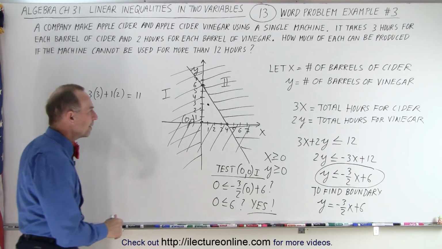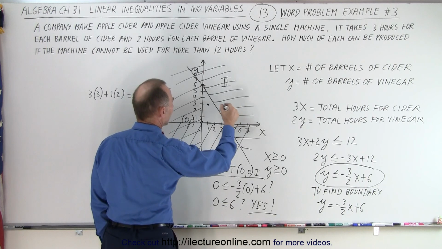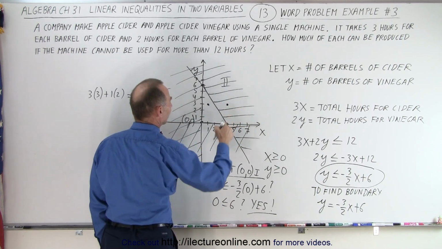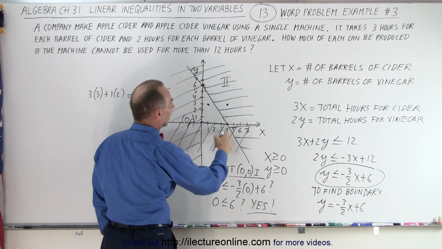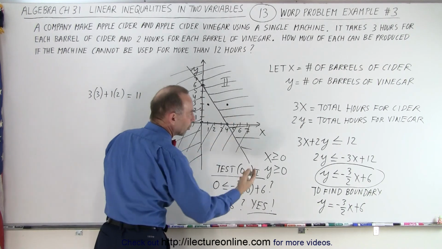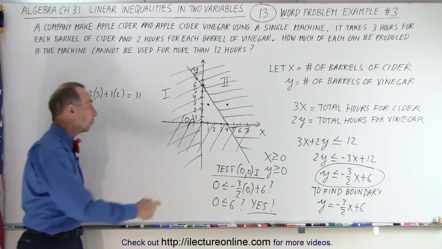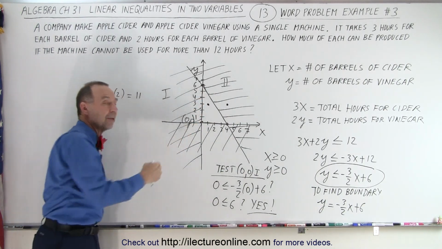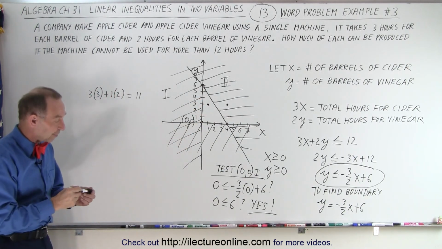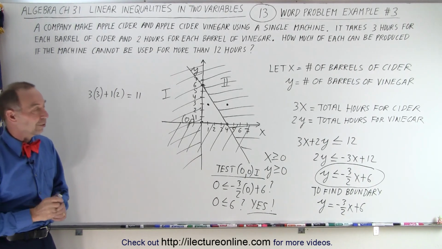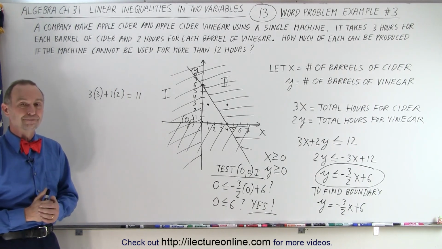What about if we want to make more? Well, obviously if we make 4 barrels of cider and 3 barrels of vinegar, that would take more than 12 hours, so that's not a valid solution. So you can see that we can produce anything within this region and be within the confinement of having the machine for no more than 12 hours, and that is how it's done.